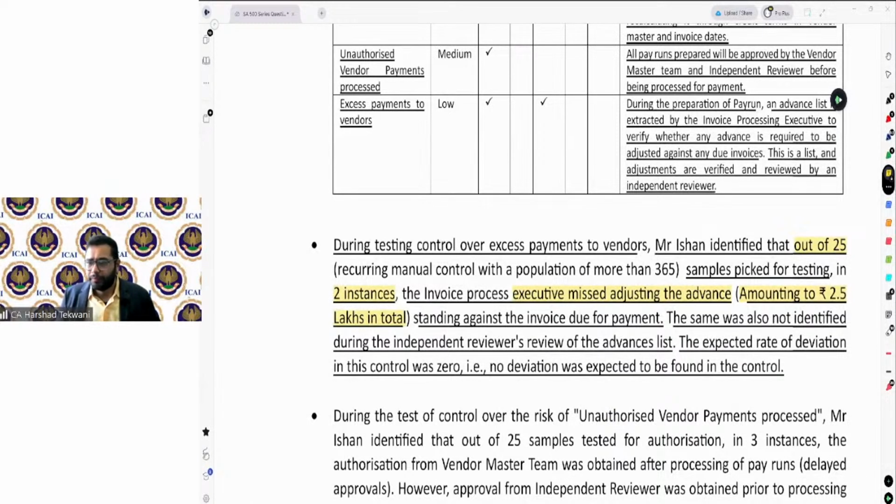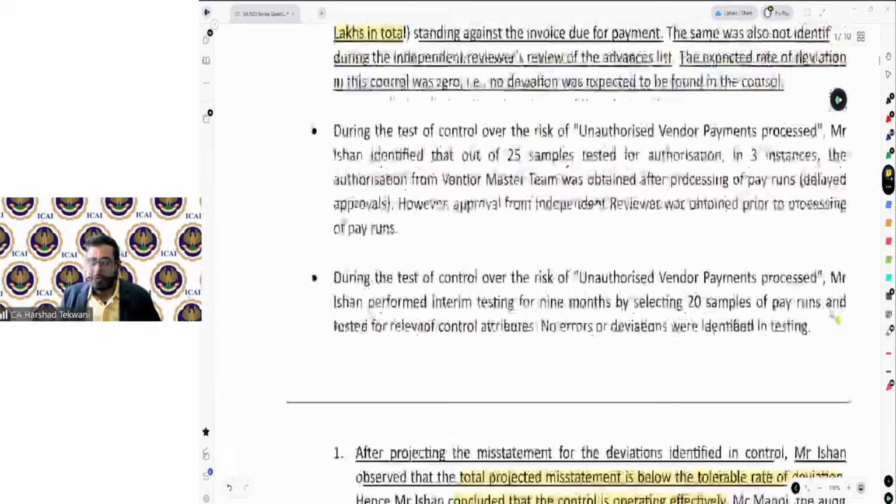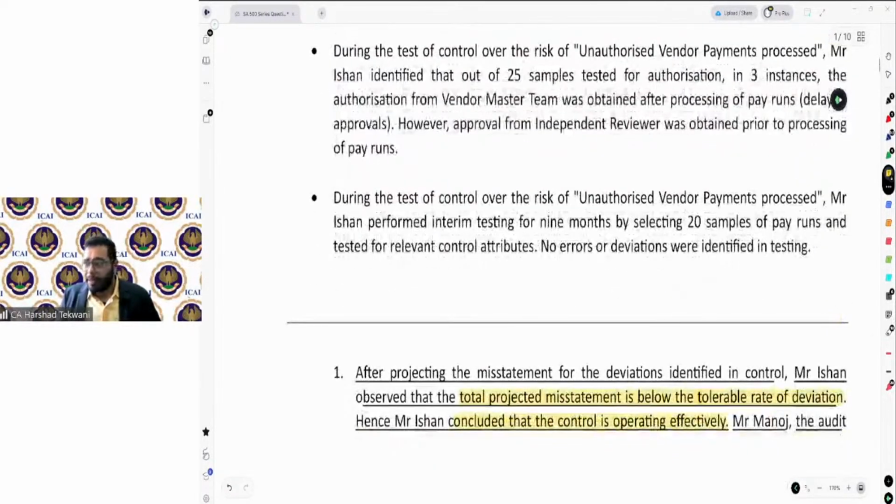Come on, guys. Read it carefully, because this is about evaluating the misstatement identified during testing. And this happens. Evaluation of the misstatement is a very important thing.